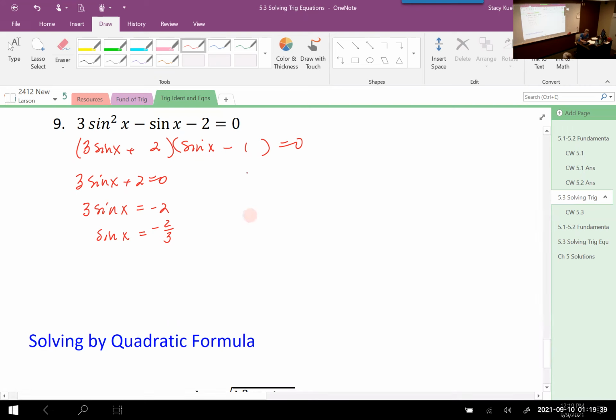This next one, we would have sine x is equal to 1. That's a quadrantal. Therefore, x has to be pi over 2.